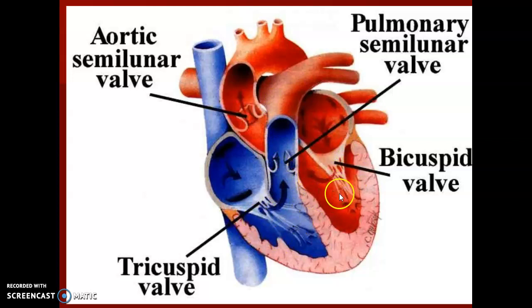When the left ventricle contracts, blood is forced through the aortic valve into the aorta, and then it shuts so blood can't go back down into the left ventricle.